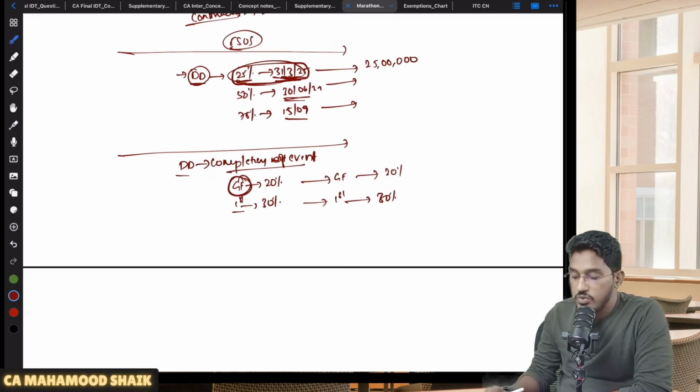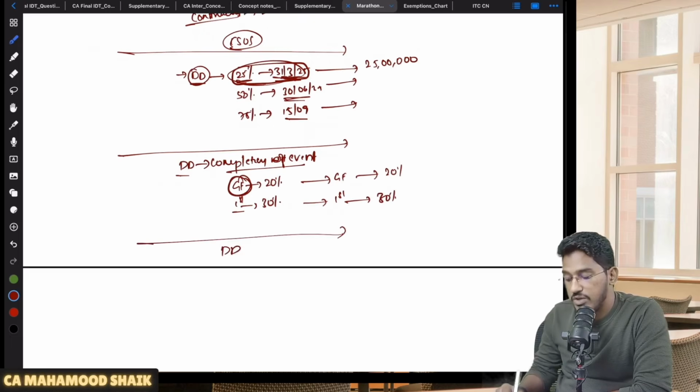So another case, let us say if due dates are not at all ascertainable. I did not give in the contract any fixed date, even it is not linked with any completion of event.